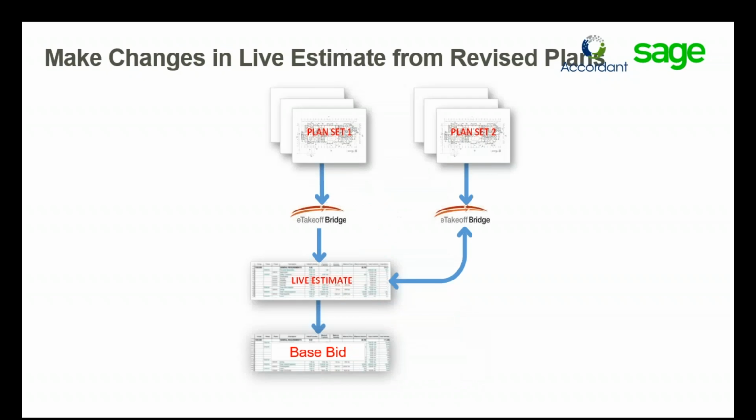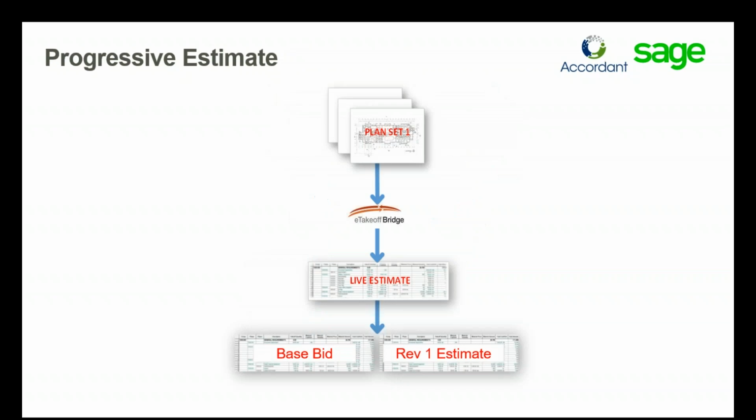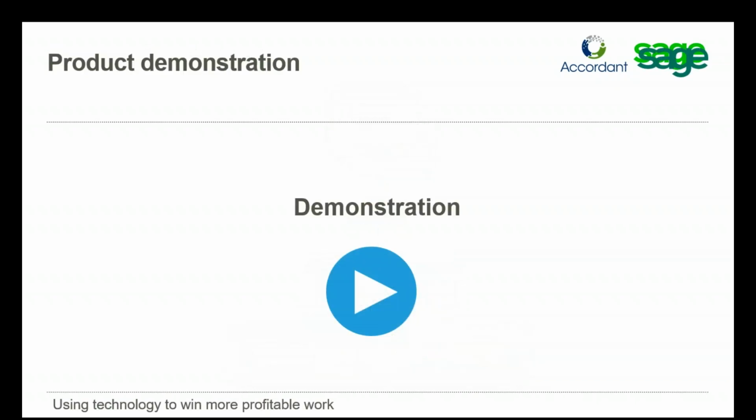But then what happens, right? You get another set of plans, another set of revisions. So how do you handle those moving forward? Because you don't want to change those original quantities in your base bid. So what we're going to do is make a copy of that, and we're going to have now our Rev 1 estimate, where we can make changes, and we're still making it through our live estimate, right? So that's where the changes are coming through. We're not changing those original numbers in our base bid. So Mark Reich is going to take us through this sequence in the software, both bringing over quantities from, again, 2D eTakeoff and Navisworks, which is our 3D solution.